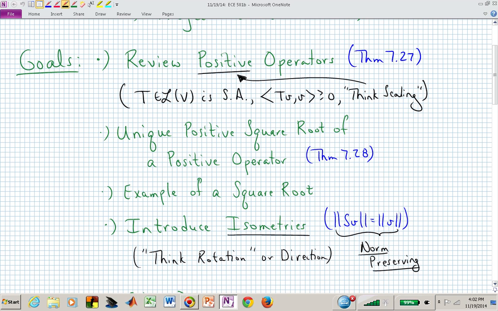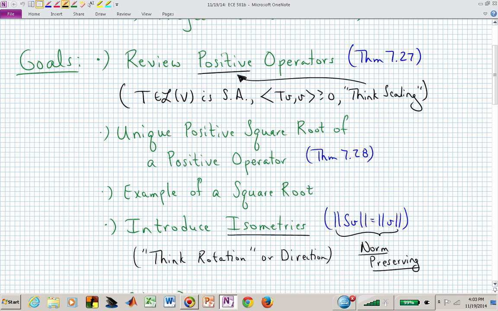Then we will introduce isometries. And those are operators that preserve the norm. If you have the norm of a vector that's equal to the norm of that operator applied to that same vector, then the only way that can be 0 is if the vector v is the 0 vector, which really means that that operator, that isometry, is injective. It has a trivial null space. So this isometry is an injective map by definition of that norm preservation property.